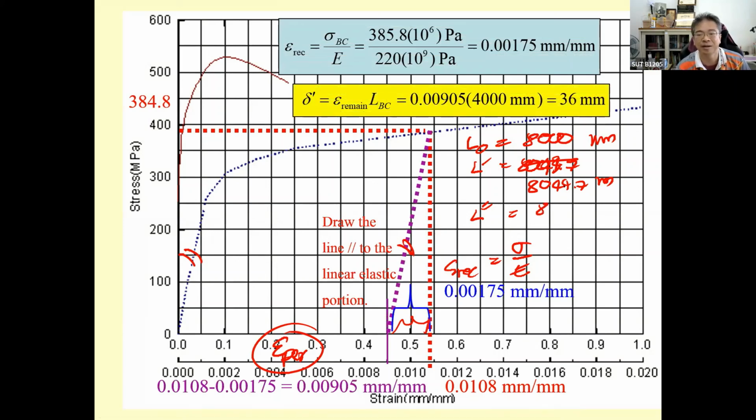So that is going to be, no, this is shortening, right? It's going to be, sorry, it's going to be 8,000 minus 44.07. Okay, this is going to be the second step. And the third step, that is going to be 8,000 minus 36. Okay, that is going to be the final length of the column.